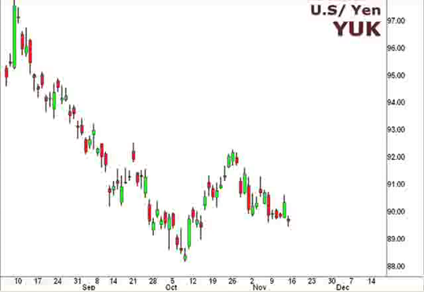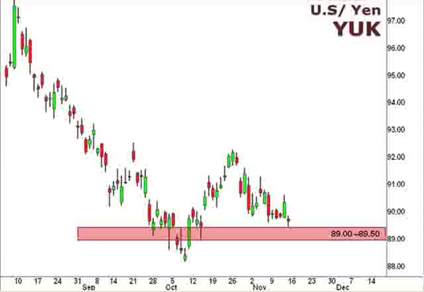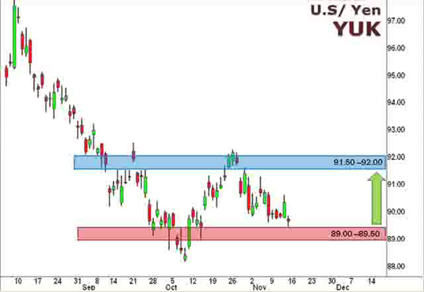Let's take a look at the YUK, the US versus the Japanese yen. Now, the YUK pulled back to test support at this 89, 89.5 range, which is a key retracement zone on the downside. A break below this could signal further US dollar weakness against the yen, with the 88 box as our first target to the downside. It does appear as though a declining wedge has formed, which traditionally precedes a move to the upside. A break above 90 should follow through with a move into this 91.5, 92 focal zone.